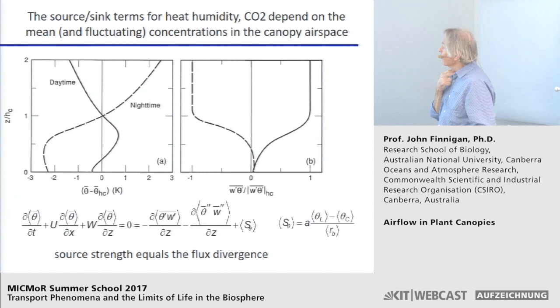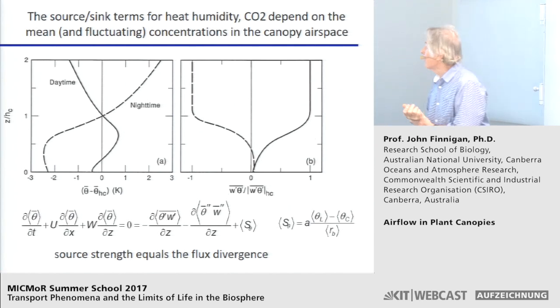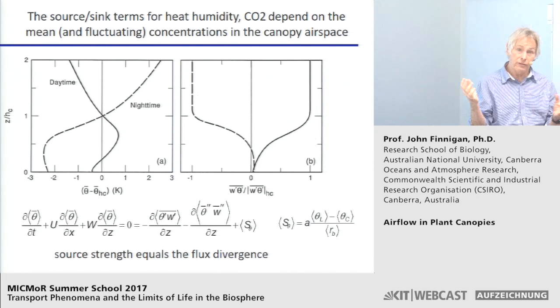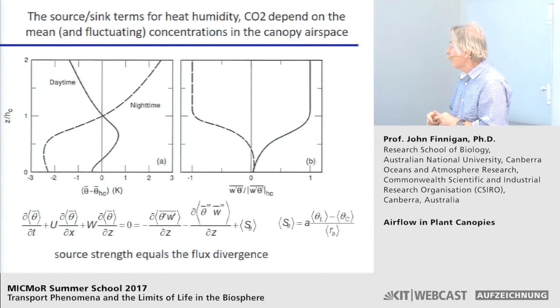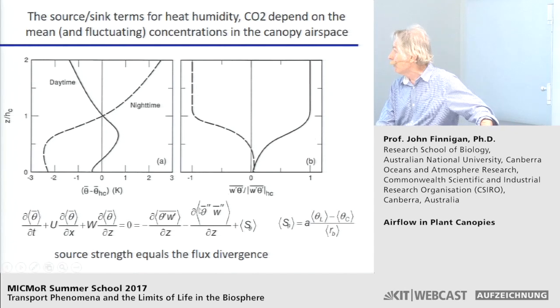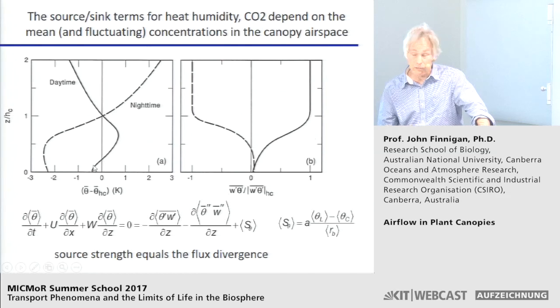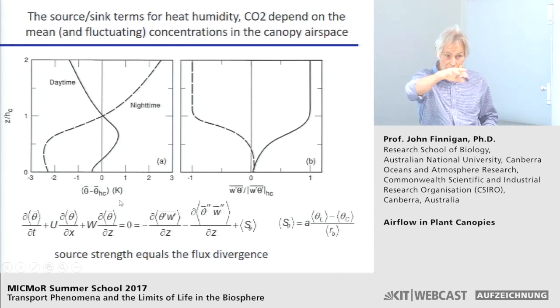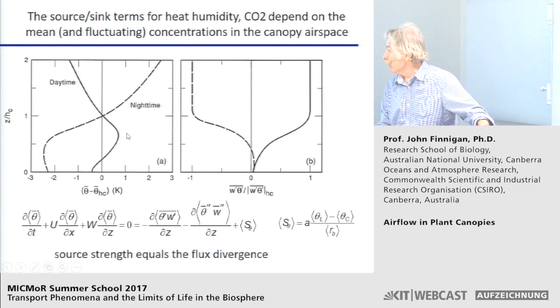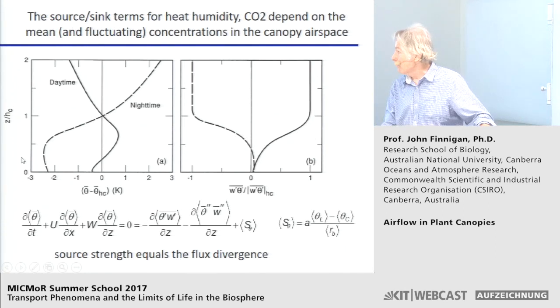Now, the source sink terms for heat, humidity, CO2 depend on the mean, and as we'll see on Friday, the fluctuating concentrations in the canopy space. So we look at the temperature in a typical forest canopy. During the daytime, at the top of the canopy, the sun's heat is mainly absorbed in the crown space, so we get a maximum in temperature there. And then the ground here is shaded, maybe evaporating a bit, so it's generally cooler. So the lower part of the canopy, below the crown space down to the ground, can often be stably stratified. You can get waves in there. Whereas the upper part of the canopy is strongly unstably stratified and very turbulent.